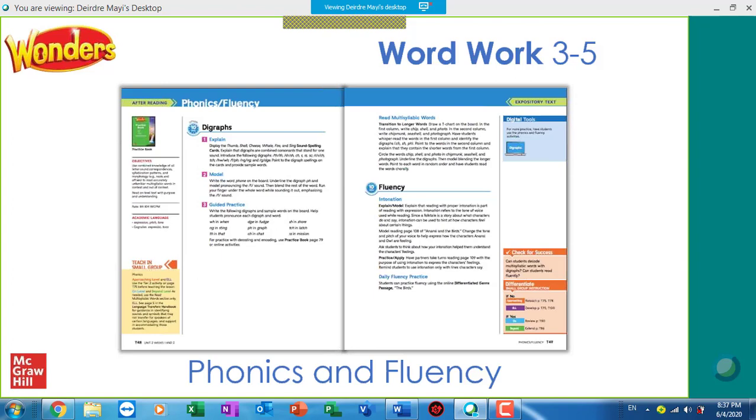Third, fourth, and fifth grade teachers, you are also going to be teaching phonics. However, the phonics that you teach is going to look and feel a little bit different from the phonics that you will see taught at second grade. Your phonics lessons will happen once during the week, and phonics and fluency will be featured together.